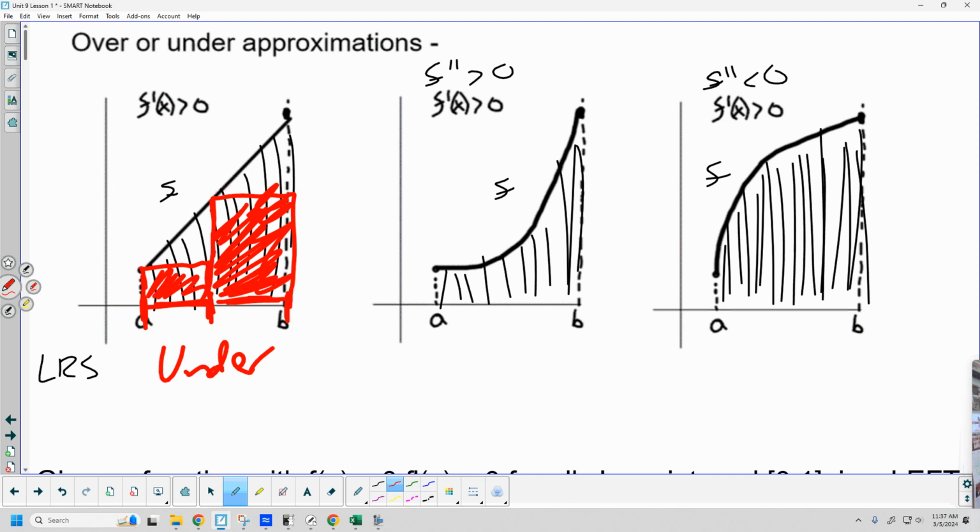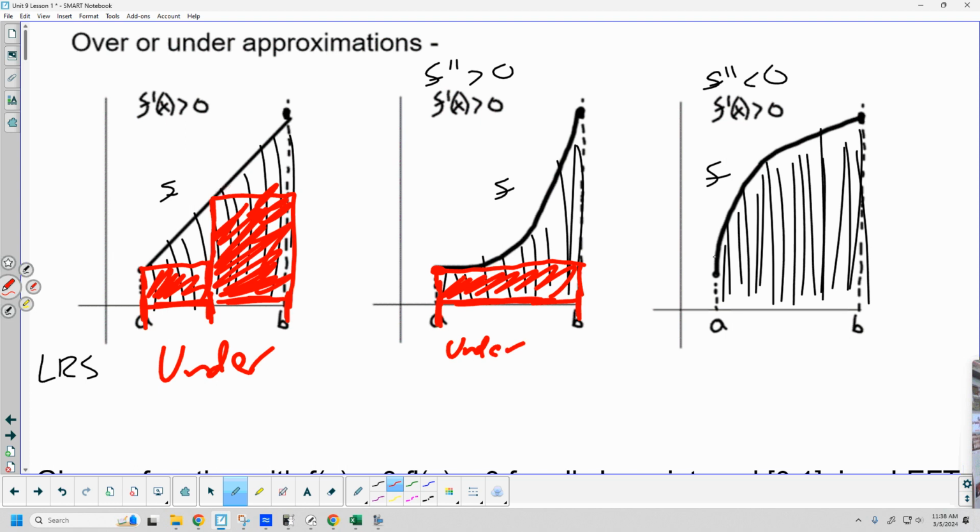They're all under, guys. It doesn't matter how many. You can use one. The left y. Think about it. If your function is increasing and a left Riemann sum uses the points on the left, if your function is going up and I'm using the points on the left, I'm using the lowest point. This is also under.